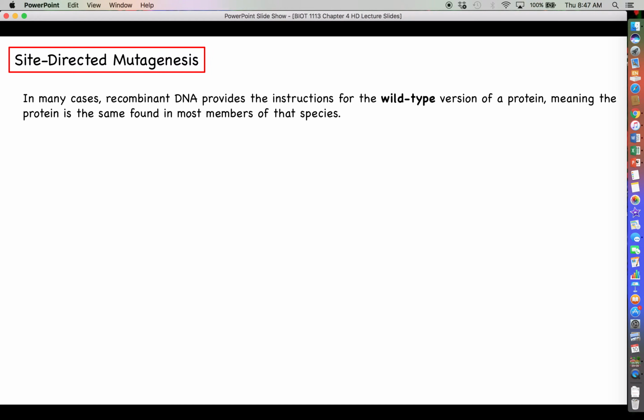So we talked about gene therapy, the idea of correcting a defective gene. So this leads into a discussion on a method of changing the sequence of DNA, something called site-directed mutagenesis. So let's talk about that.